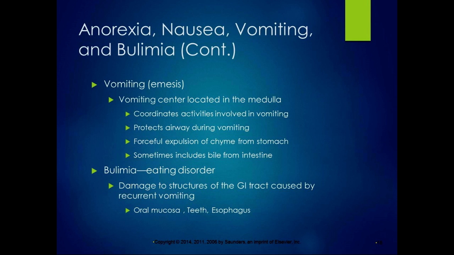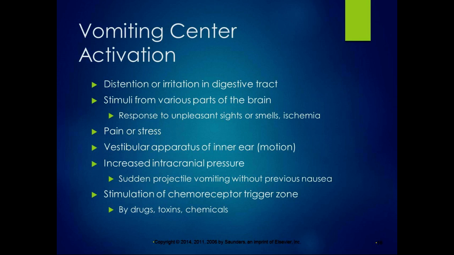So the vomiting center in the medulla is activated by distension or irritation in the digestive tract and possibly from stimuli from various parts of the brain, like unpleasant sights, smells, or ischemia in the brain. So some brain injuries can cause vomiting. Pain or stress can activate the vomiting center.